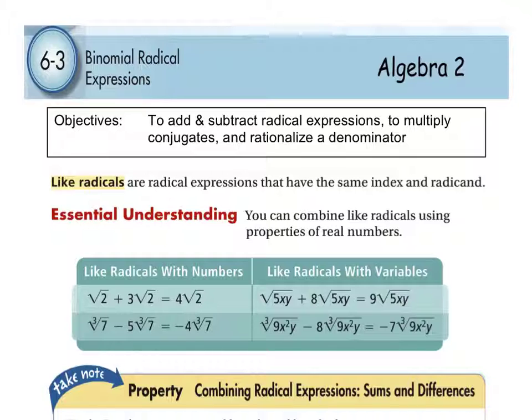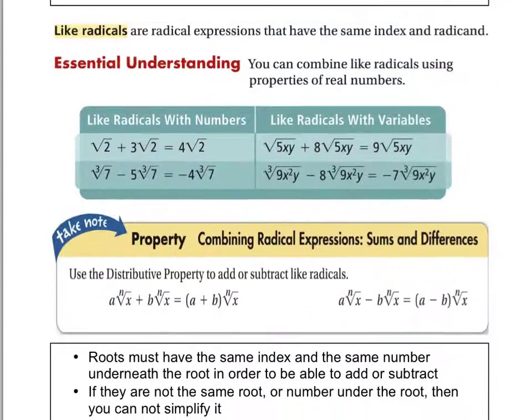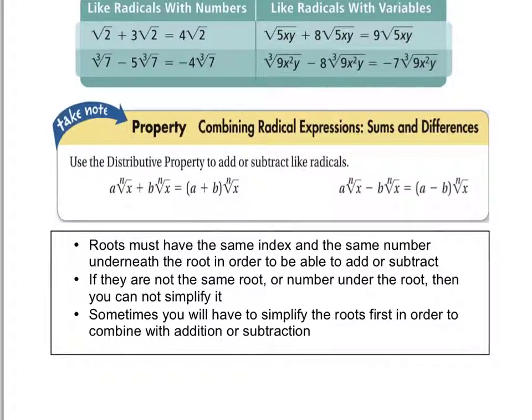So you'll see like radicals with numbers. If I take the square root of 2 plus 3 square root of 2, that's going to be 4 square root of 2. These are just like variables, so this would be like x plus 3x is 4x. Same thing if we have a cube root: the cube root of 7 minus 5 cube root of 7 is negative 4 cube root of 7. Same thing if you add variables in here. You have the square root of 5xy plus 8 square root of 5xy is 9 square root of 5xy. Again, you're going to treat them just like you would a variable.